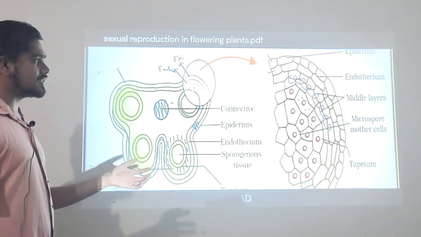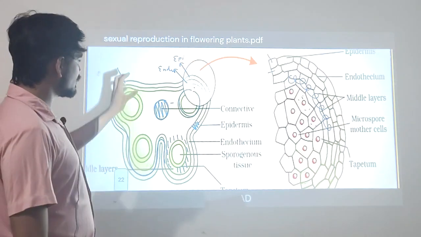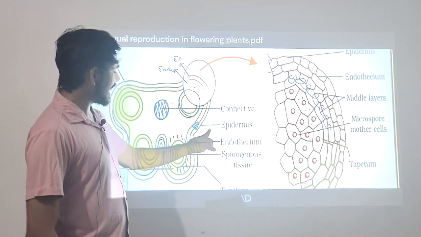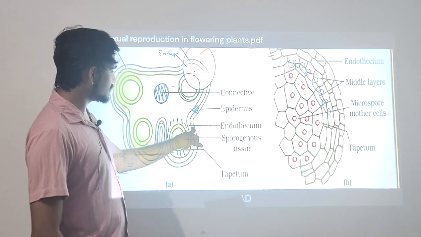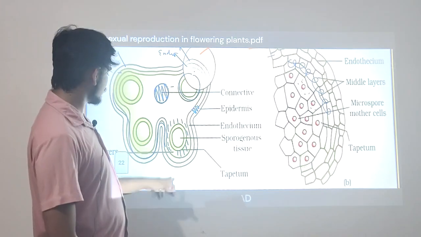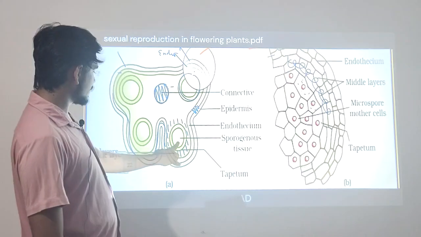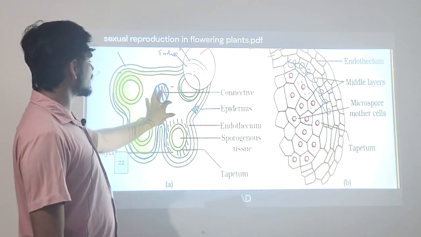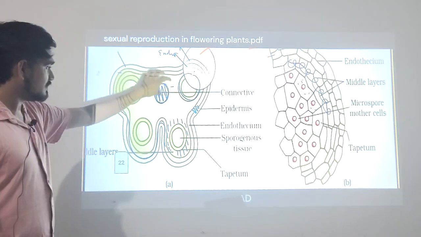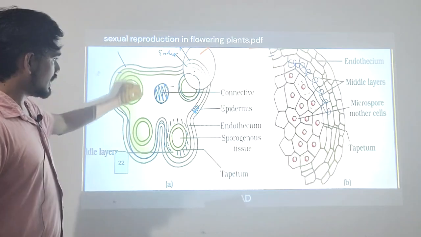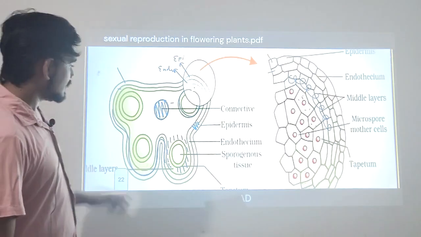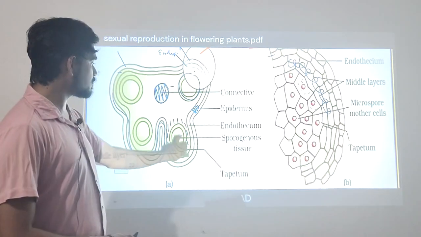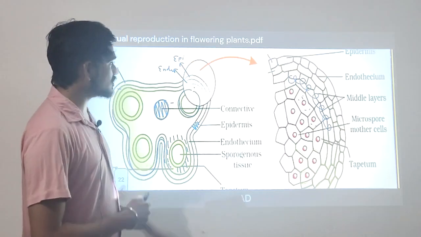So let us understand the diagram of the NCERT. We can find the outermost one is epidermis, the second one is endothecium, the third one is the middle layer, and the fourth one is tapetum. And we can find the connective tissue present between the anther lobes, and this one is the sporogenous tissue, that is also diploid.